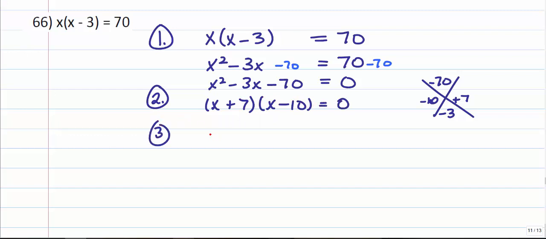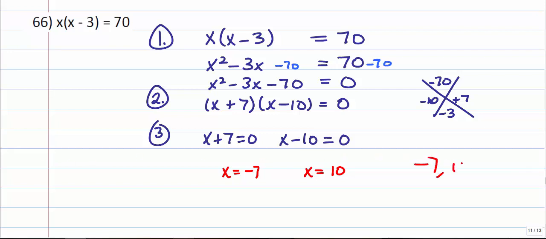Now the third part of the process is to take each of these, because we've got that equal to 0, and set each little factor equal to 0. Here I would subtract 7, here I would add 10, and so my solutions would be negative 7 and 10.